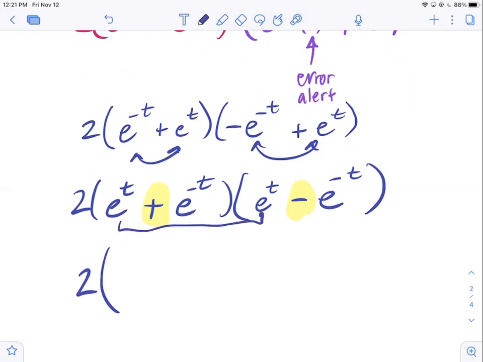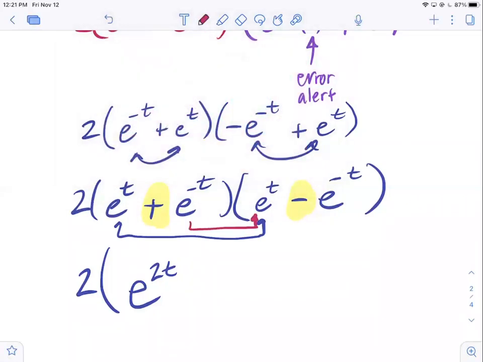E to the t times e to the t is what? E to the 2t, not t squared. E to the t times e to the t is e to the 2t. Okay, now your inner and outer terms you don't need, but I'm going to go ahead and do them just because they're kind of interesting. What is e to the negative t times e to the positive t? Remember, we're adding exponents. So what's negative t plus t? 0. And what's e to the 0? It's really 1. So we get a +1 on the interior.